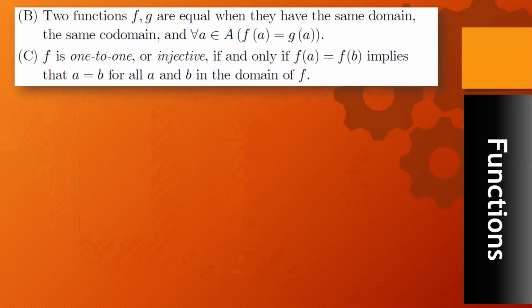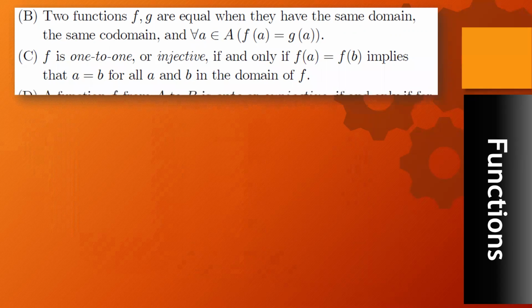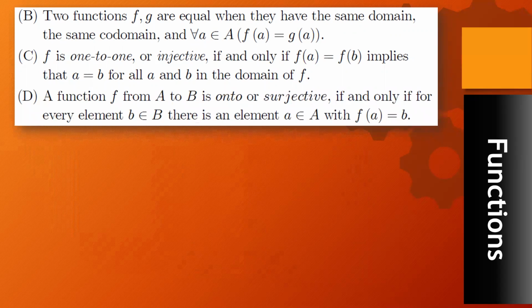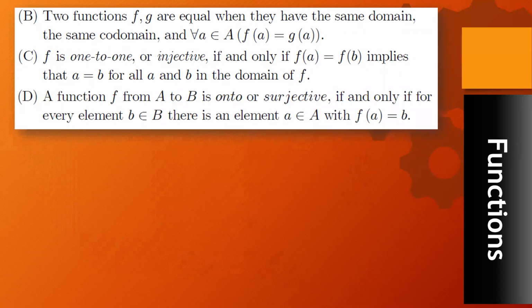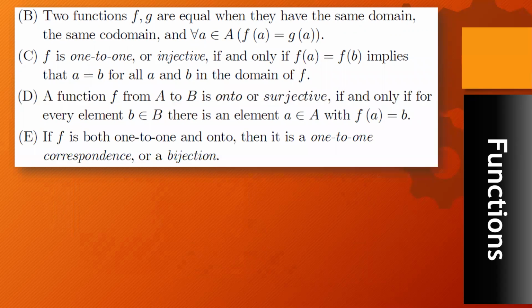F is one-to-one or injective if and only if f of A equals f of B. So always keep in mind that f of A and f of B are elements in the codomain. They're in set B. So this would imply that A must equal B for all the A and B in the domain of f. A function is onto or surjective if and only if every element in B can be mapped to. If it is both one-to-one and onto, or injective and surjective, then it can be said that it's a one-to-one correspondence or a bijection.